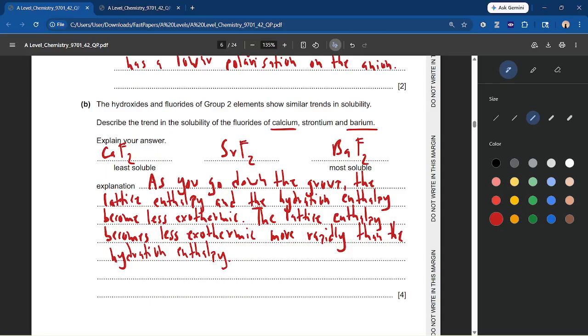So we've got 2 points down, and our last point is going to be, as a result, because of this, the enthalpy of solution becomes more exothermic.